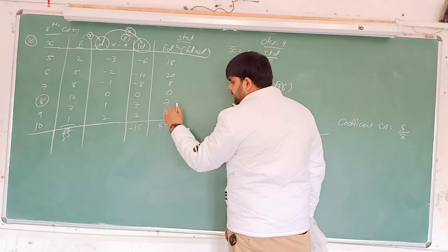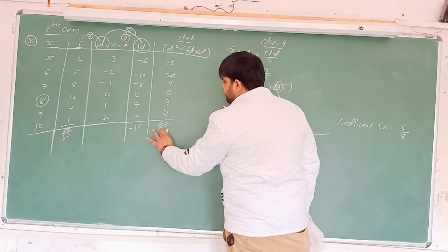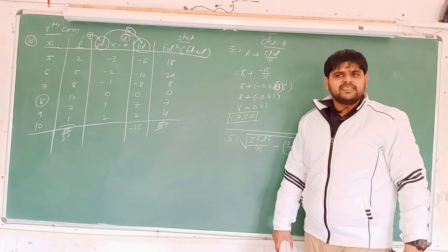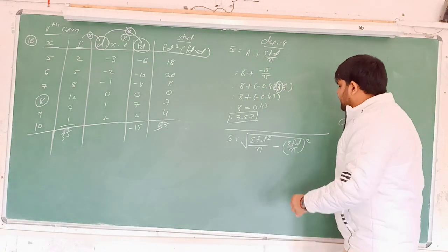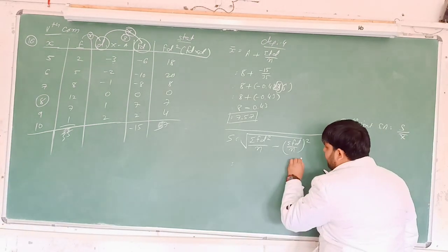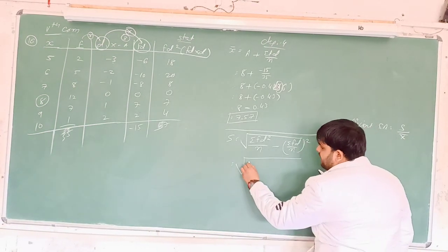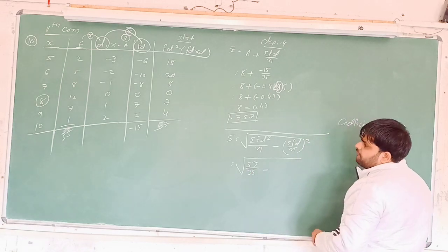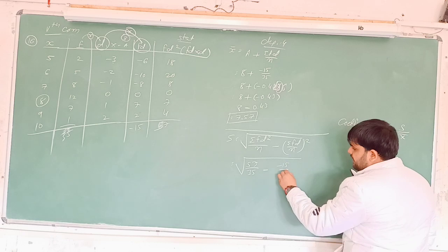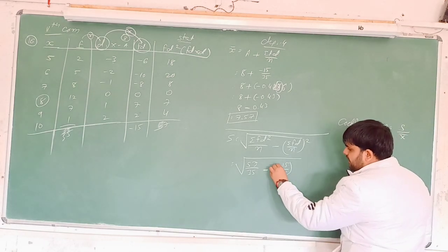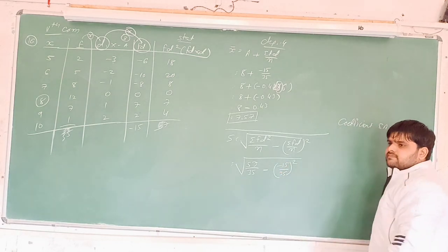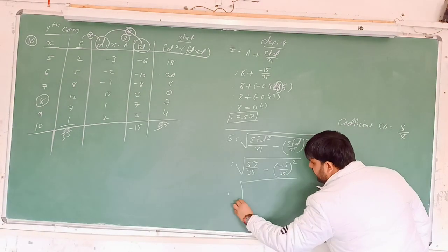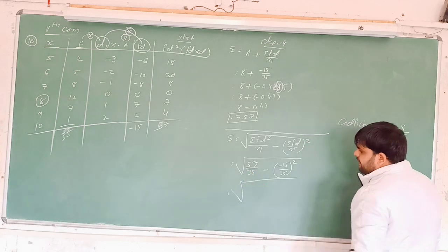57. Is it clear? Again, put the value in the formula: FD square 57 divided by 35, minus sigma FD, minus 15 divided by 35, whole square. Clear? Yes. So here again, under root, 57 by 35.